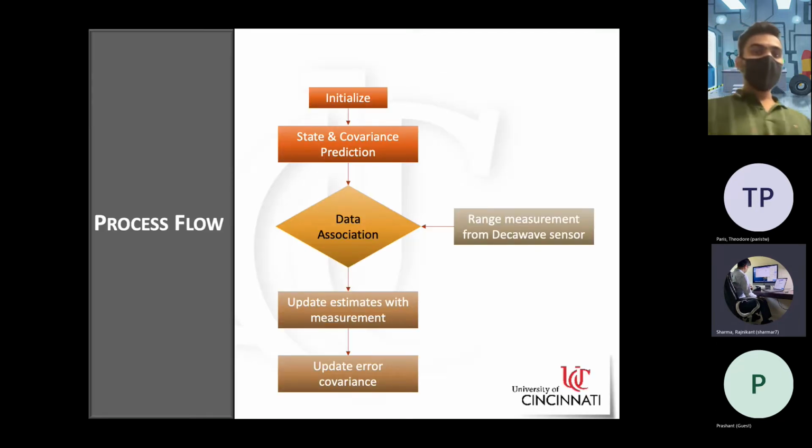This is the flowchart of the general process flow of the Kalman filter. To start with, we initialize our initial parameters such as velocity, angular speed, and the covariance matrix. The next step is the prediction of state values and the covariance matrix using the prediction equations. Once we get the range measurements from the sensor, in our case the Decawave sensor, the data will be associated with the predicted values from before, and we'll update the state estimates and the error covariance.